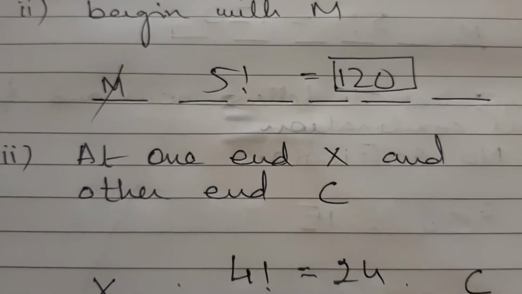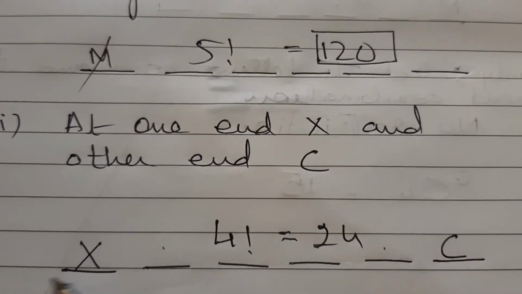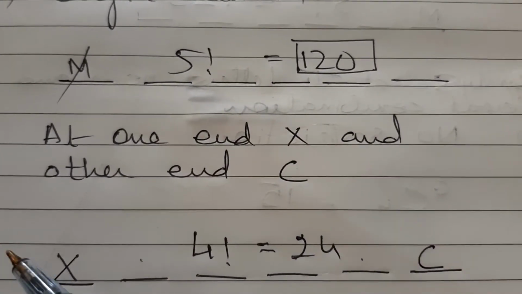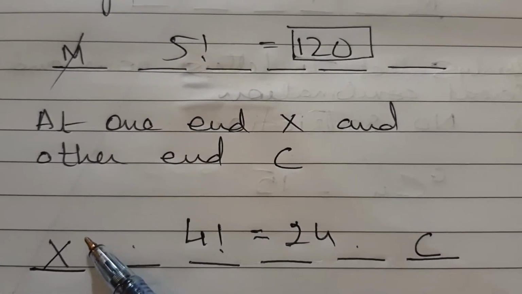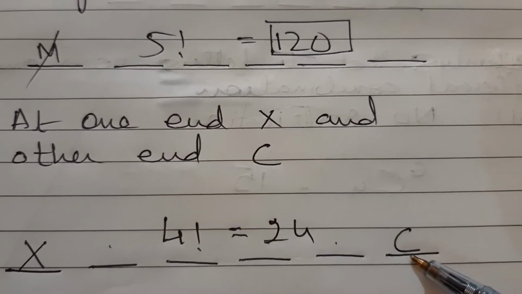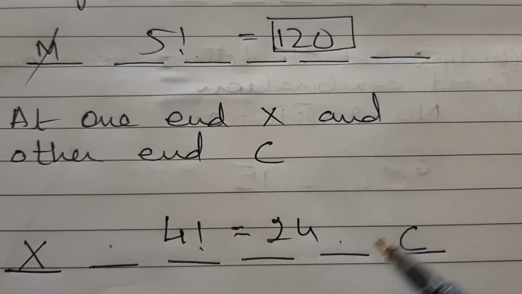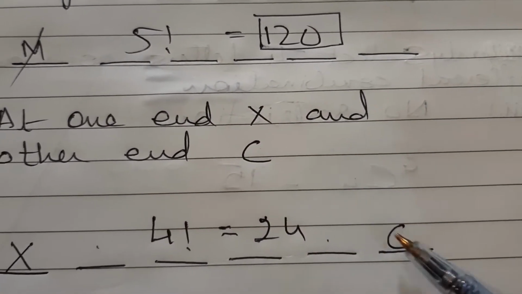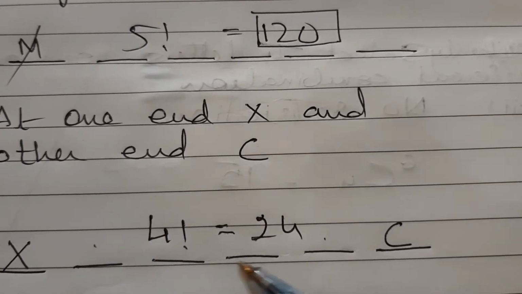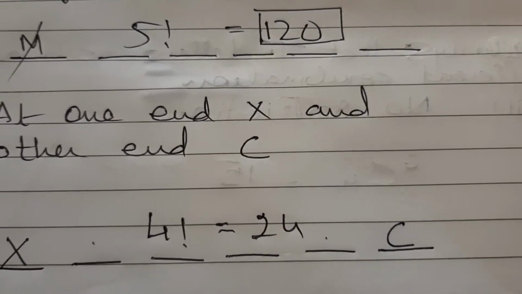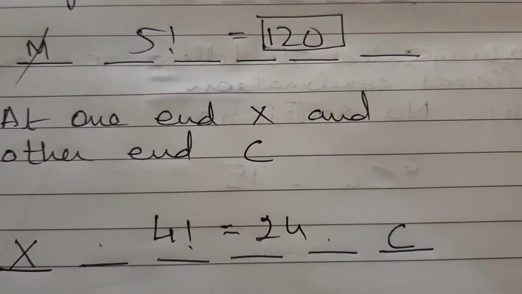Okay, so here are 6 letters: 1, 2, 3, 4, 5, 6. So first of all, I'm considering the cases when X is in the beginning and C is in the end. So these are fixed. Forget about them now. They are not movable. So what is movable? The remaining 4 letters. So there are 4 possibilities for them to move and 4 letters. So it is 4 factorial.